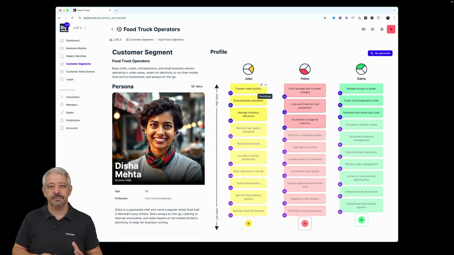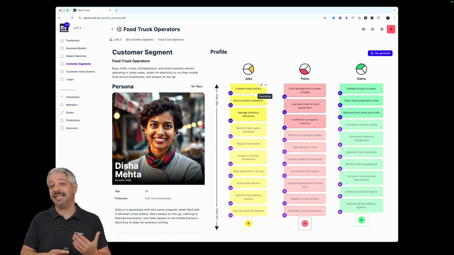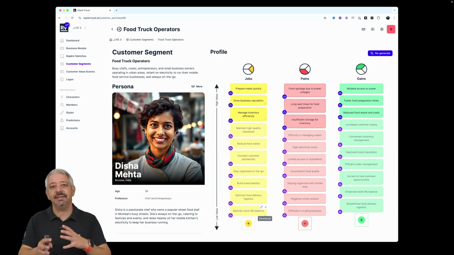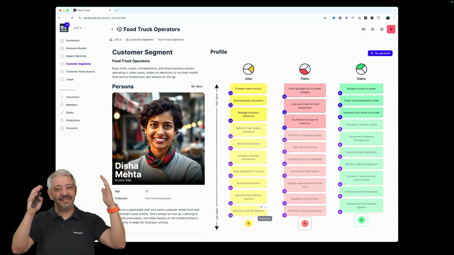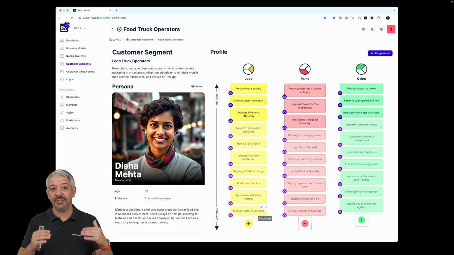Let's start with the jobs. In the jobs, you have some tags that point out which of these jobs are functional, social, or emotional, which is always great to have a nice healthy mix of different types of jobs. Now, at the same time, you can see some sort of ordering take place from high value to low value and a little transparency on top that indicates that these are the top three. Anything below that is probably not going to be a huge priority for them.